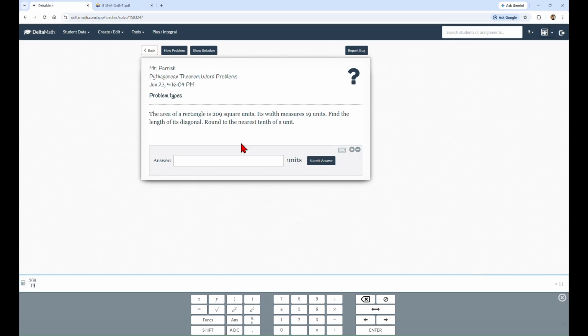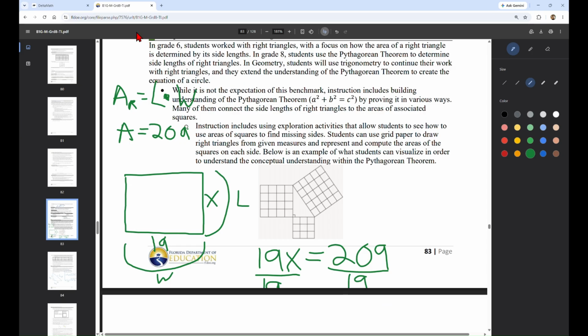Okay, but is that our answer? It says find the length of its diagonal. So let's go back to our drawing. We have an 11 here for x. But what we need is the length of this diagonal. Well, that's where we use our Pythagorean theorem. We have two legs of the triangle that is formed here. This is a right triangle because a rectangle has four right angles. So all we have to do is use the equation that works for us.